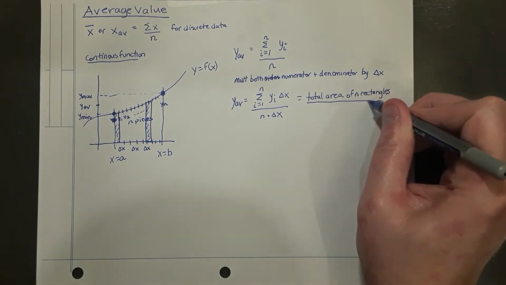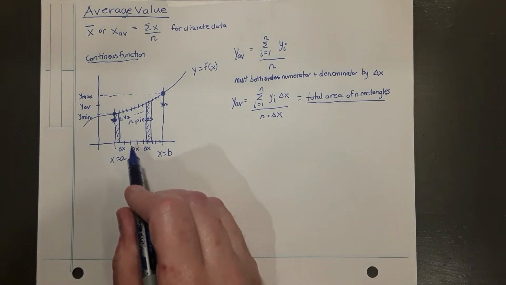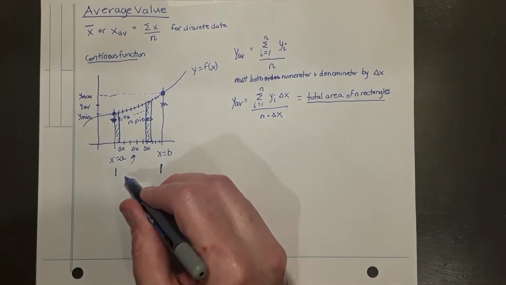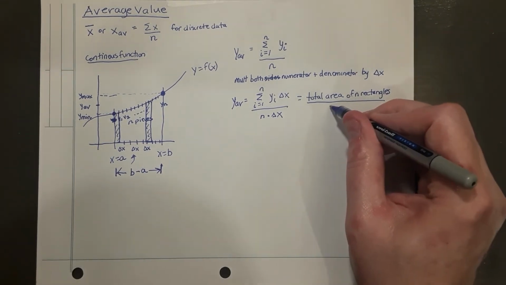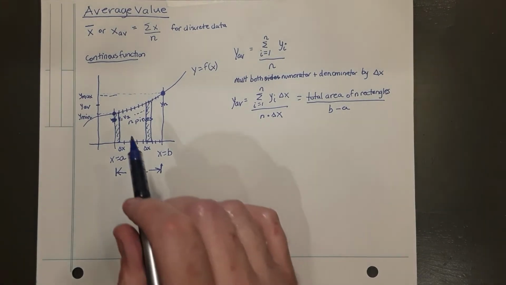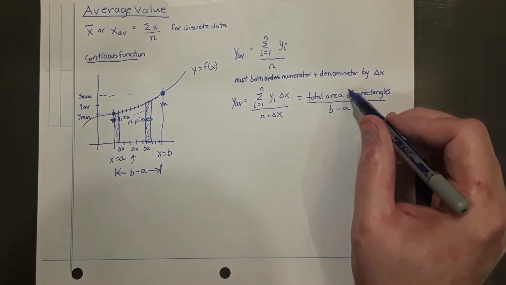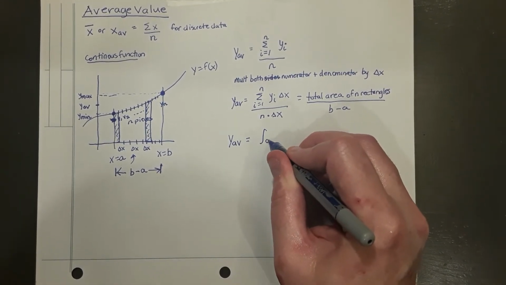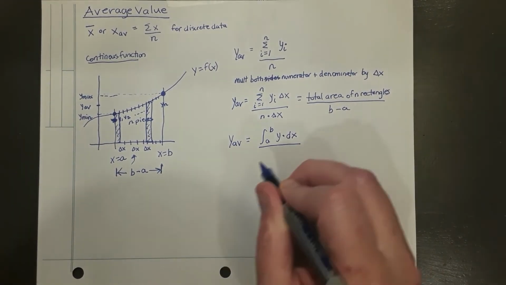And the denominator, n times delta x: if I take each one of these delta x's and multiply them by n, it gives me the length of this entire interval from a to b. And if we, instead of doing this for a discrete number of data points, do this for an infinite number of data points, then the numerator becomes the total area via integration.